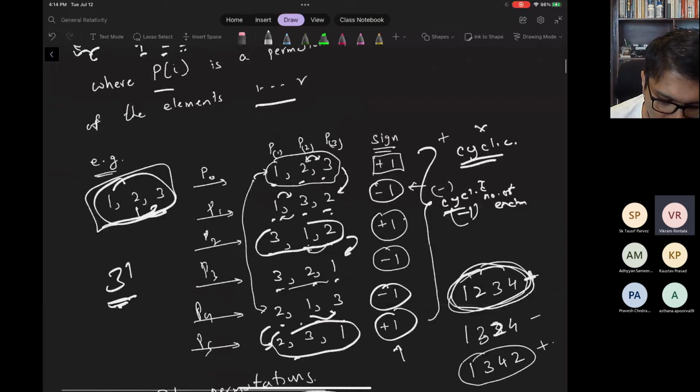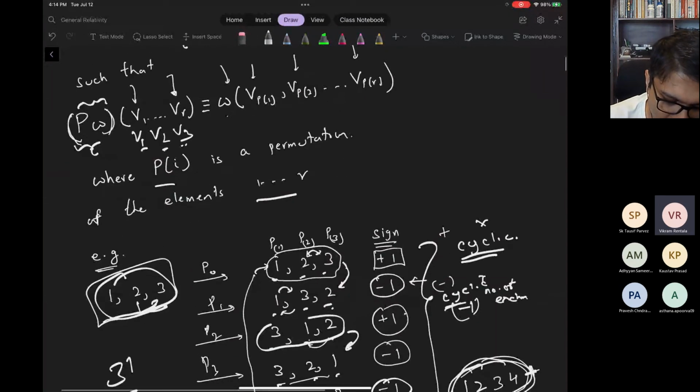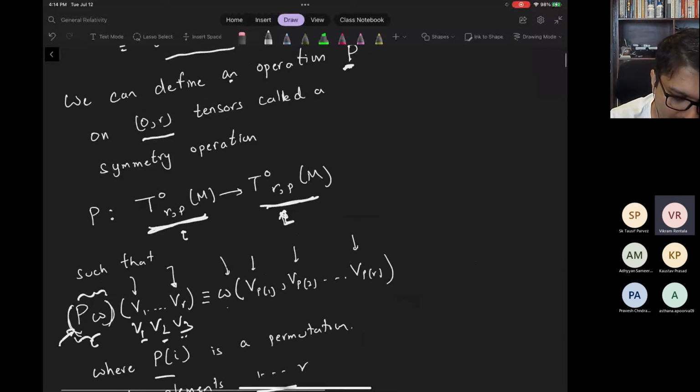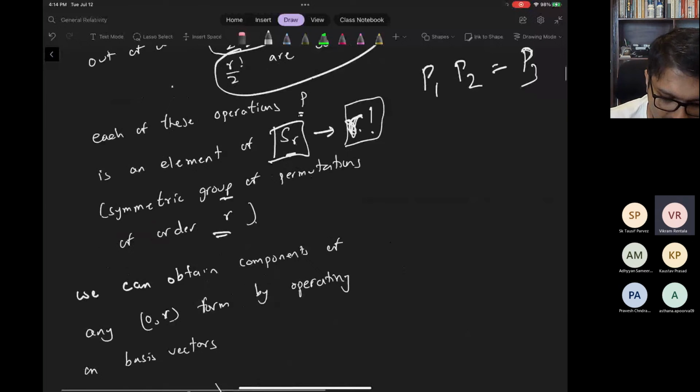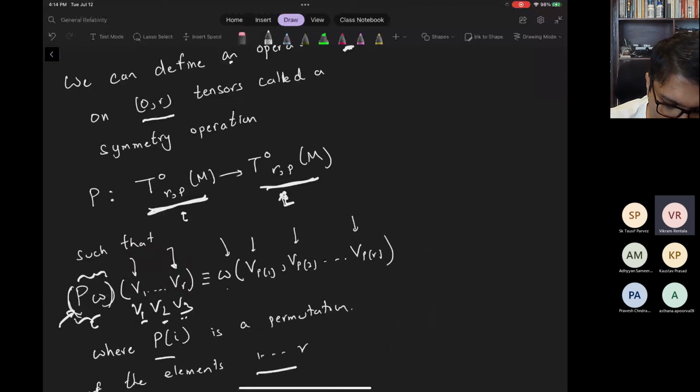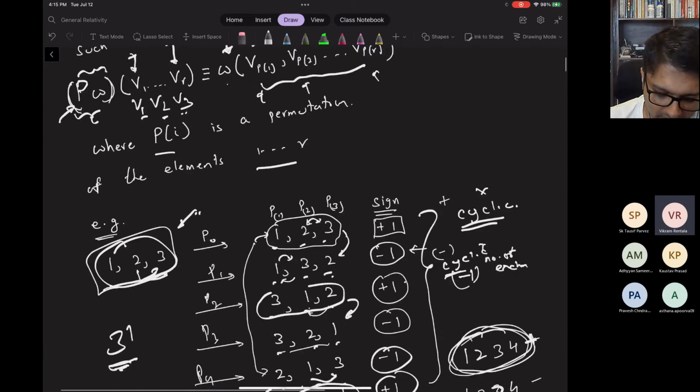Now, having defined an operation on indices, we will now define this operation on 0R tensors. The operation on 0R tensors is, by definition, such that when I supply it objects V1 through VR, it is equivalent to the action of omega acting on a permutation of the vectors V1 through VR. So I'm supplying them in a different order over here.